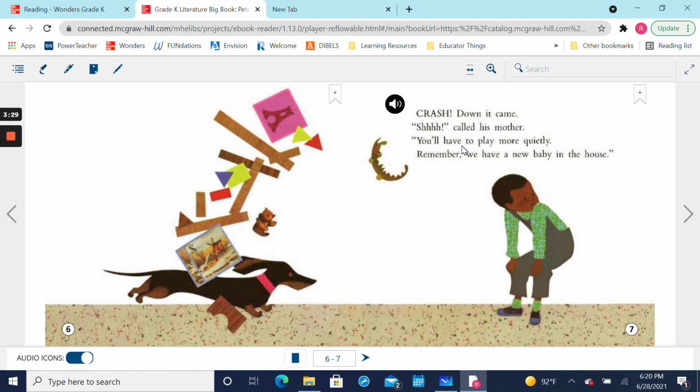What caused Peter's building to fall down? The dog ran into the tower and knocked it over.